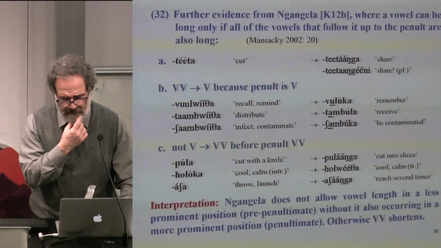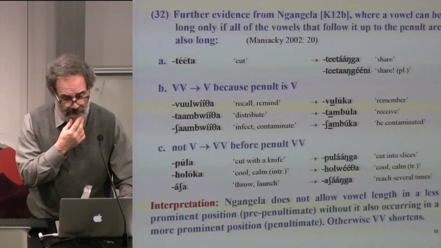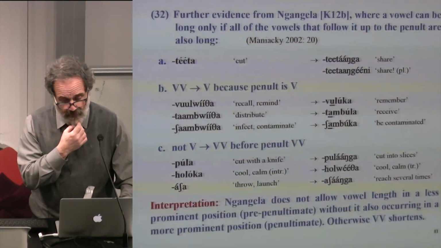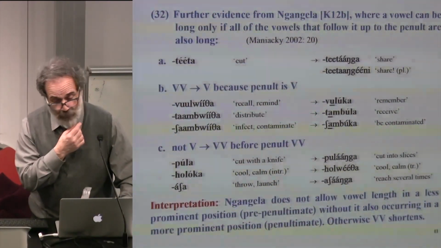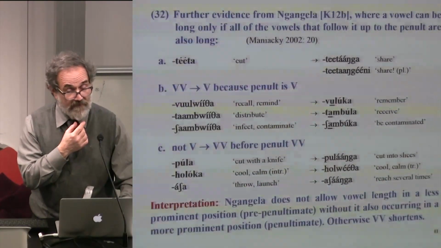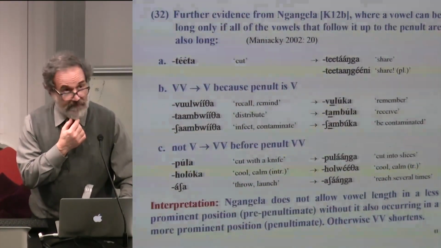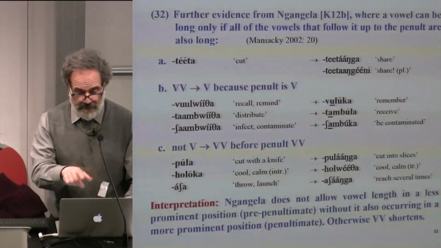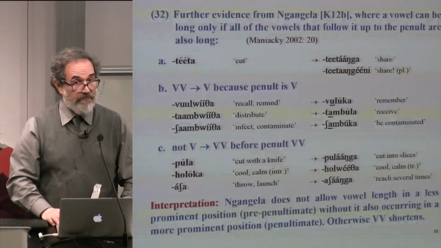And some of these are lexicalized for sure, but you can see the relatedness of the meanings there. But in that case, because the penultimate syllable has a short vowel, you get a short vowel on the first syllable: tambula, shambuka, like that. So those vowels that I underlined there have to shorten because the penultimate syllable has a short vowel.